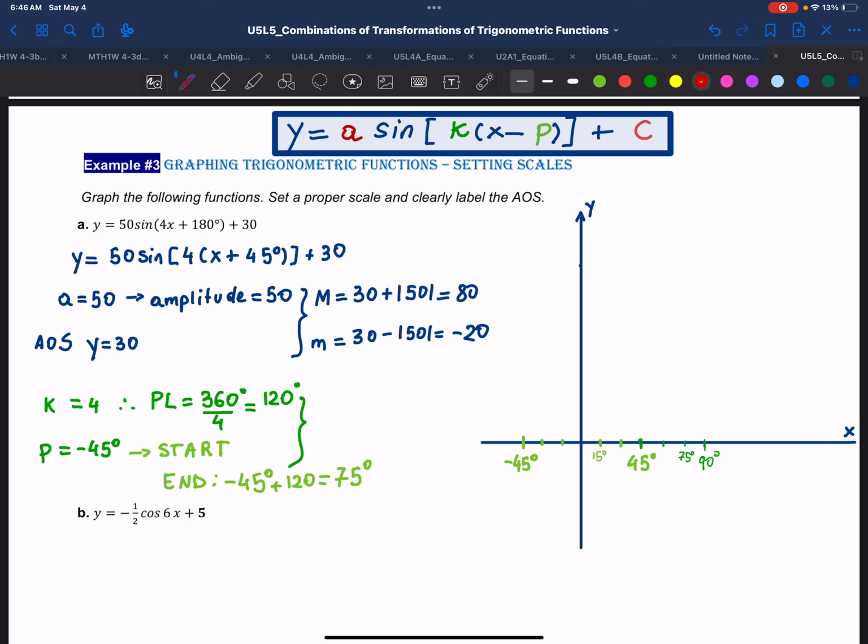And I will highlight the start and the end of my cycle so that I will remember it as I'm graphing. And now it's time for me to draw to scale the y-axis. But now I know that my cycle will be this wide horizontally. Now, as you can see in here, we have a maximum of 80 and minimum of negative 20.